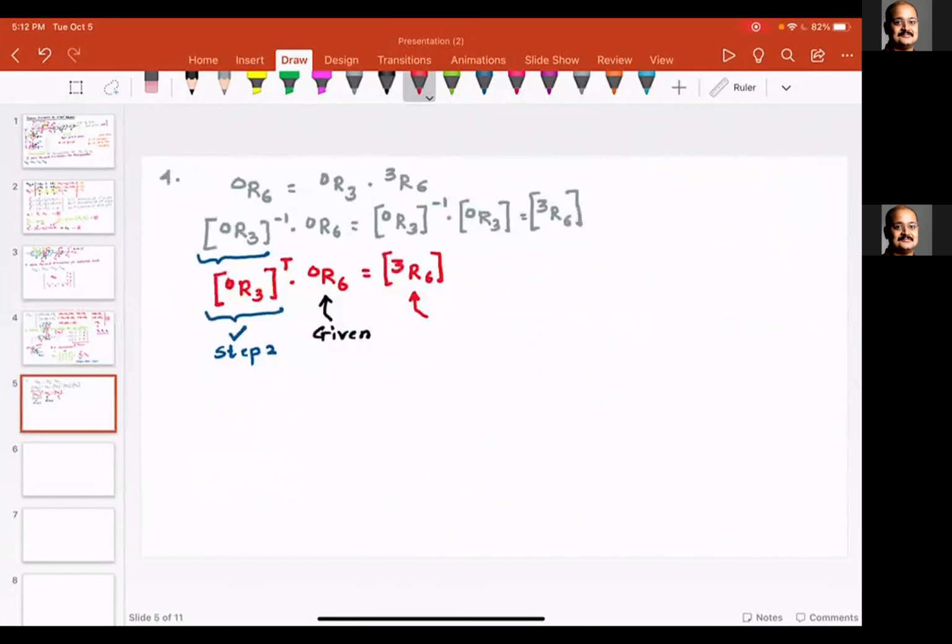Because it's a unitary matrix, so it's an orthonormal matrix, that's why the inverse is the transpose. And this is the special case. That's why for the rotation matrices, the inverse is transpose because it's an orthonormal matrix. So I'll write down 0R3 inverse is equal to 0R3 transpose, and you are welcome to verify as 0R3 is an orthonormal matrix.